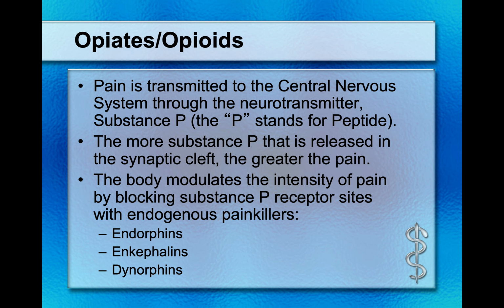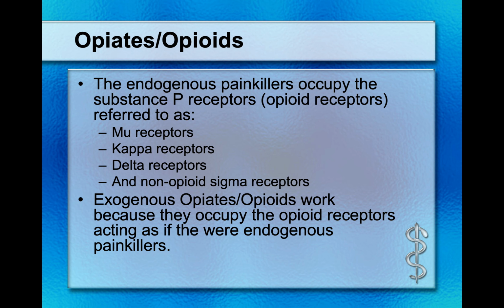Pain is transmitted to the central nervous system through the neurotransmitter substance P. The P stands for peptide. The more substance P that is released in the synaptic cleft, the greater the pain. The body modulates the intensity of pain by blocking substance P receptor sites with endogenous painkillers, endorphins, enkephalins, and dynorphins. The endogenous painkillers occupy the substance P receptors, the opioid receptors, which are referred to as mu receptors, kappa receptors, delta receptors, and non-opioid sigma receptors.